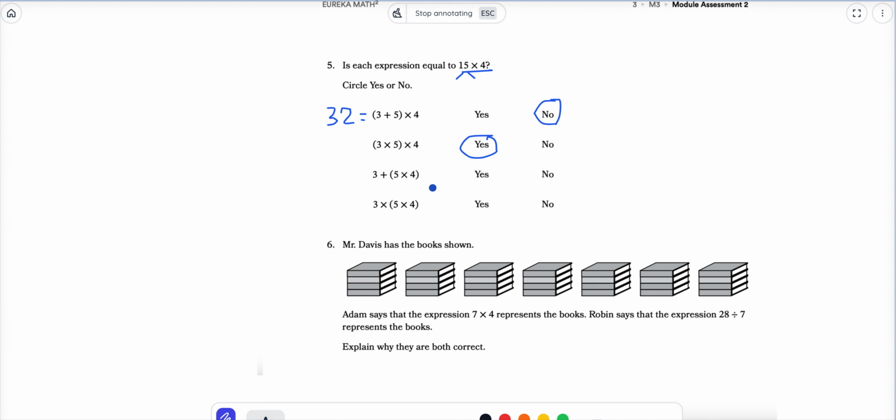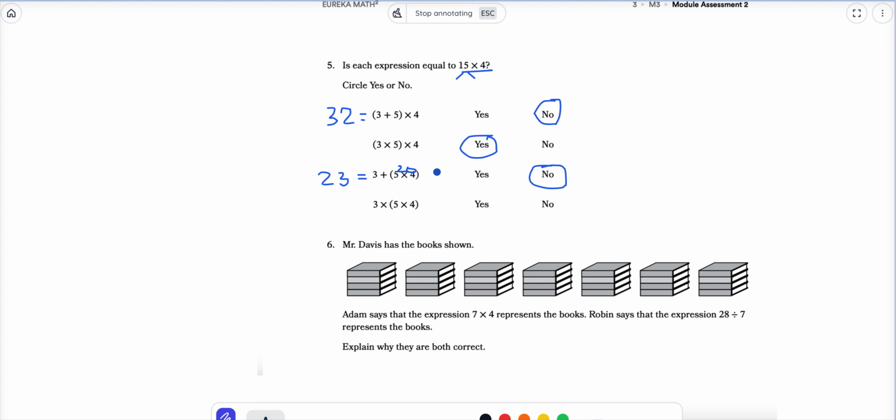Ishmael? No. Why not? Because 5 times 4 equals 20, and that's nowhere near what we need in 15, and then if we just add 20 plus 3, that's 23. Exactly. If you solve this equation right here, 5 times 4 is 20. 20 plus 3 is 23. Does that sound like anything close to 15 times 4? No. Very good, Ishmael. What about the last one?